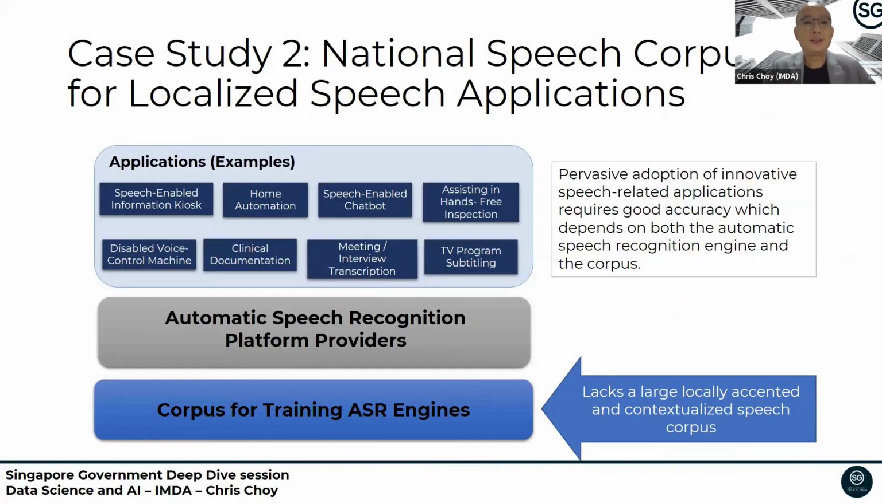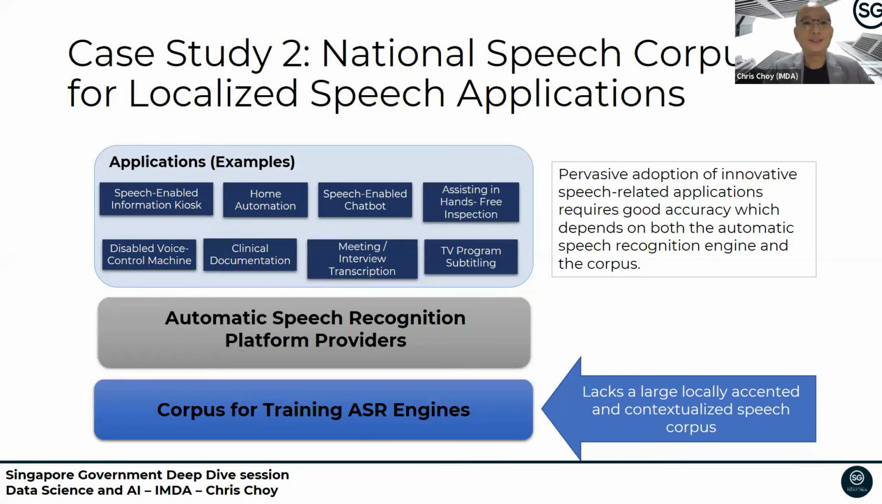The next case study I'd like to share and talk about is about speech applications. For some of us who have worked on speech before, we know that the key components to successful deployment of a speech application lie in both the ASR engine, the technology behind the engine, as well as the availability of a corpus to train the engine.